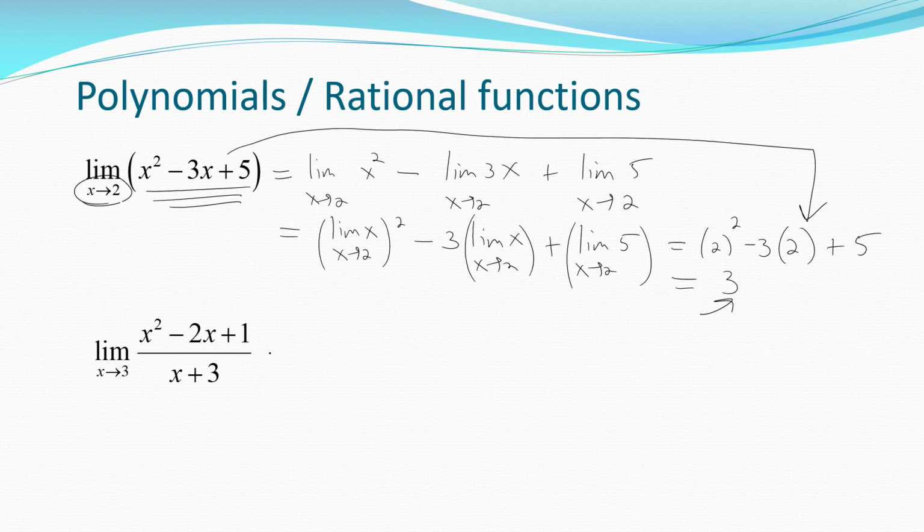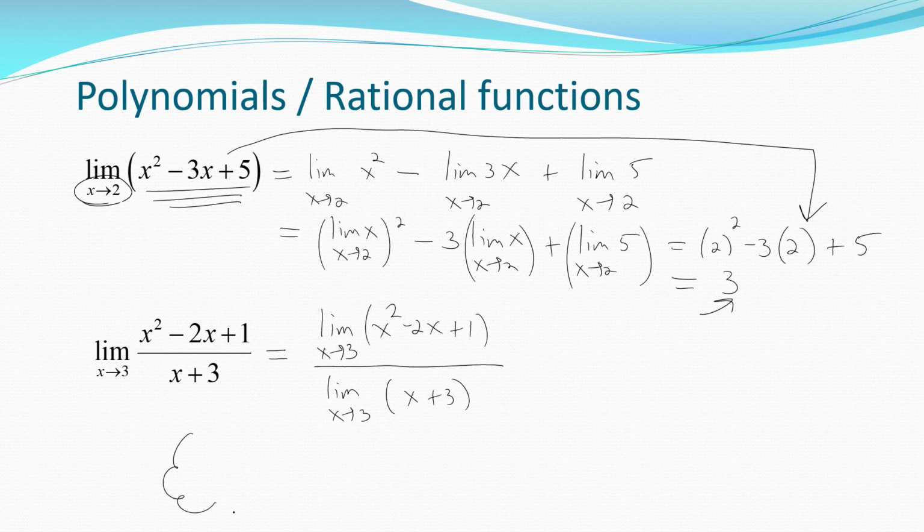Let's try the next one. So I want to know the limit of this rational function. Well, to do so, I'll take the limit of the numerator and I'll take the limit of the denominator, because the limit of a quotient is a quotient of two separate limits. When I do that, though, I'm actually making a small assumption. I just haven't figured out if it's true or not. I'm assuming that this guy is not 0.